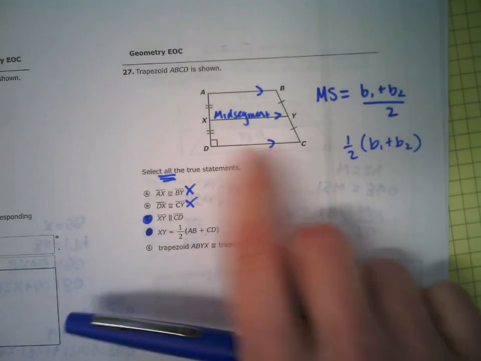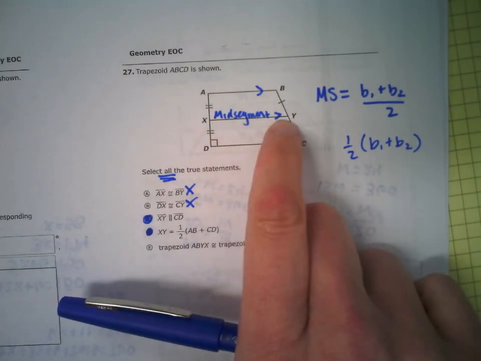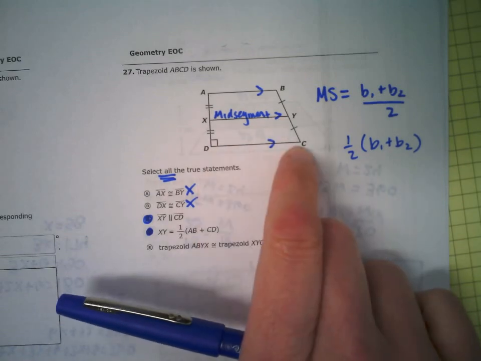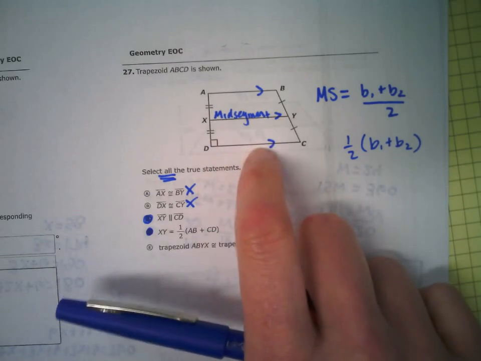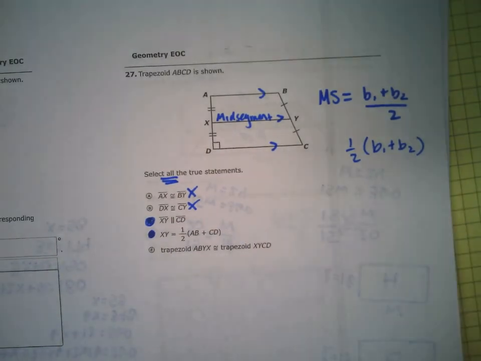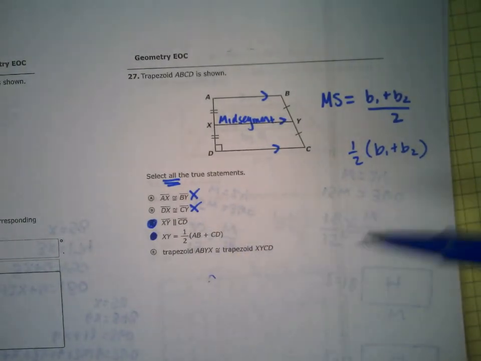Okay, the bottom is bigger than the midsegment in this picture. So there's no way those trapezoids are the same size. So not that one. So just choice B and choice C.